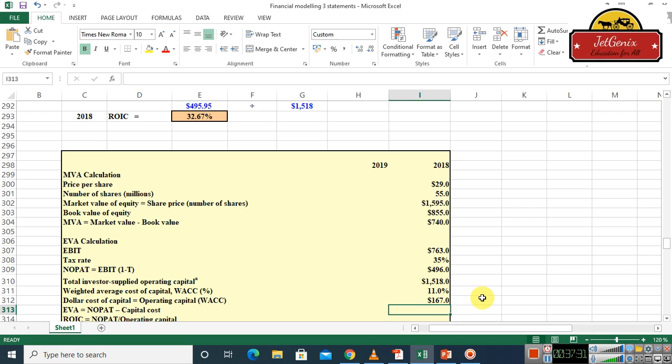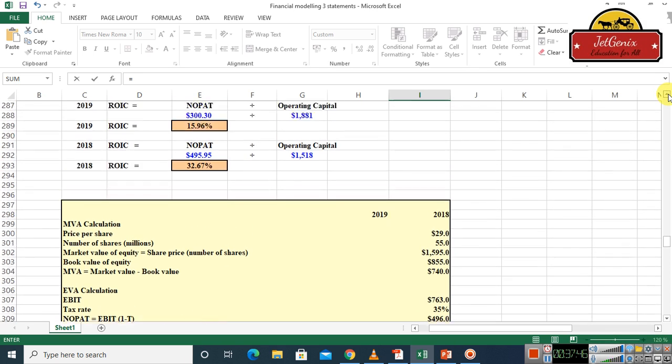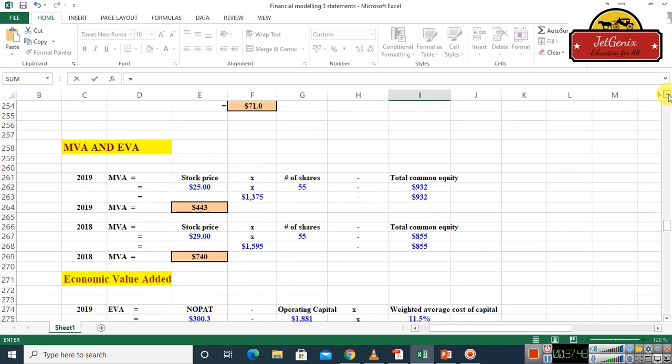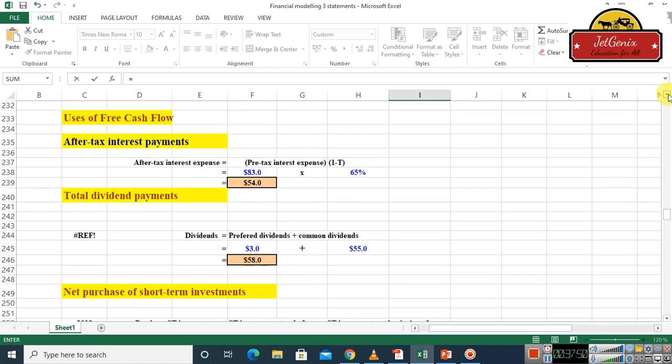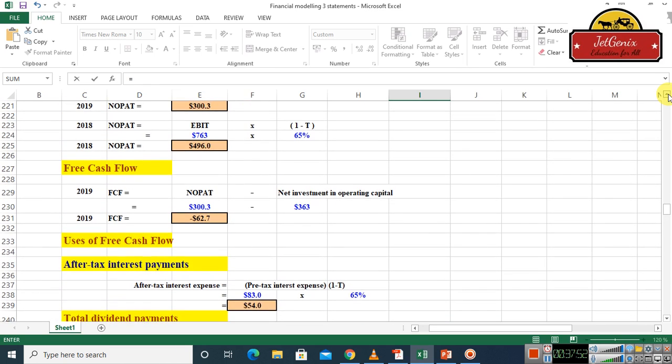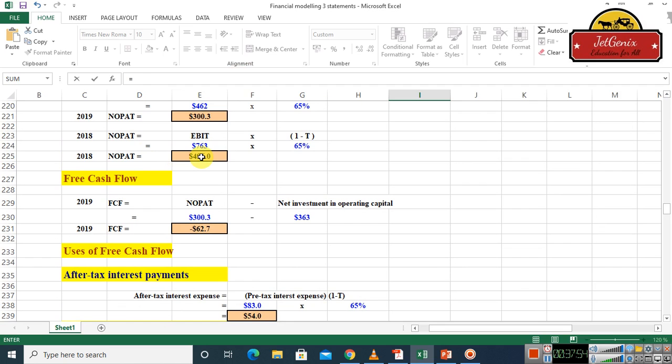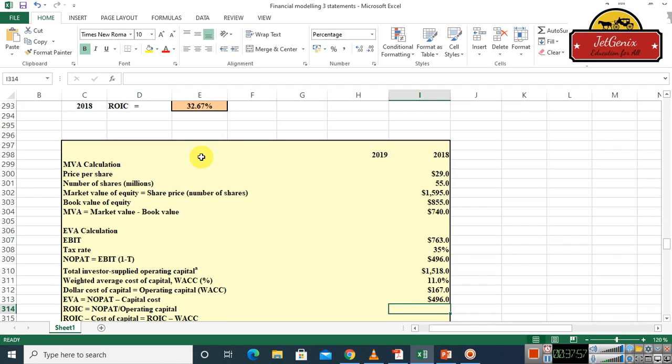and now we are going to calculate the EVA by just taking the net operating profit after tax for 2019. Let me find it, somewhere here. We have calculated it before, net operating profit after tax for 2018, and press enter.